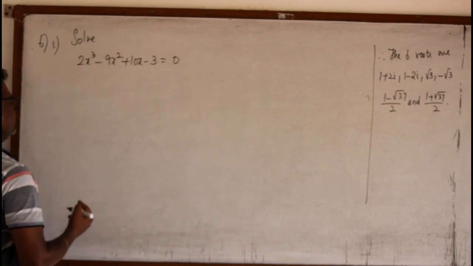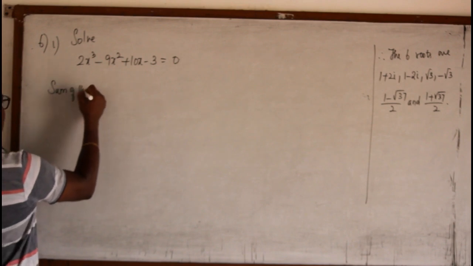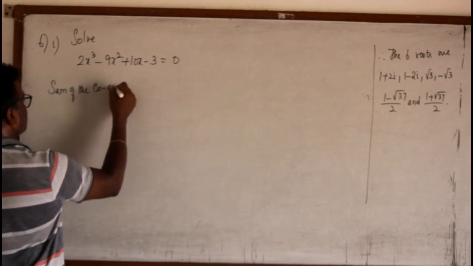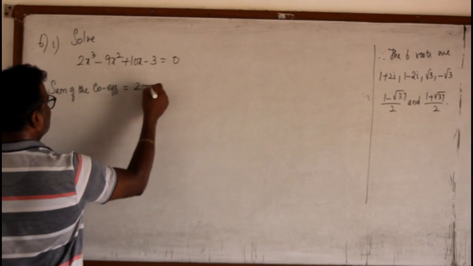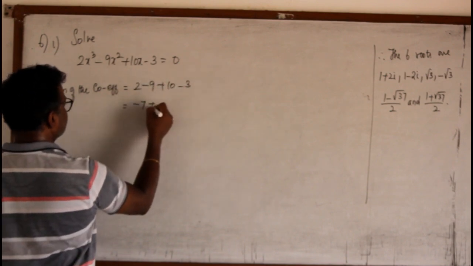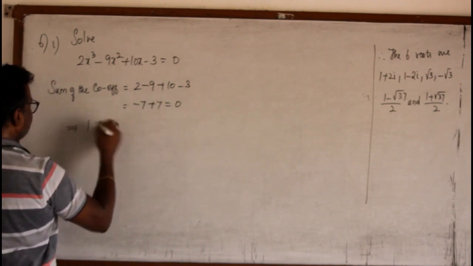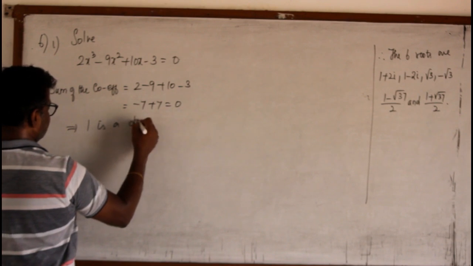When I add this, because this is becoming 0, that is the sum of the coefficients equal to 2 minus 9 plus 10 minus 3. It is minus 7 plus 7, it is 0. Then this implies 1 is a root of this equation.